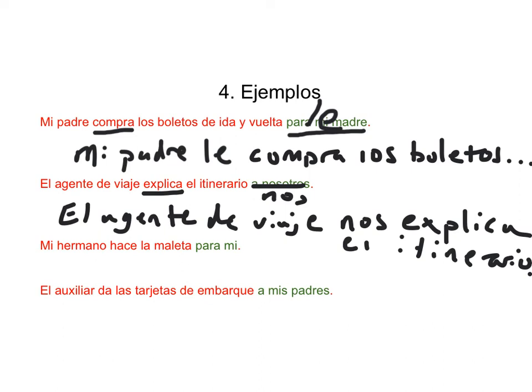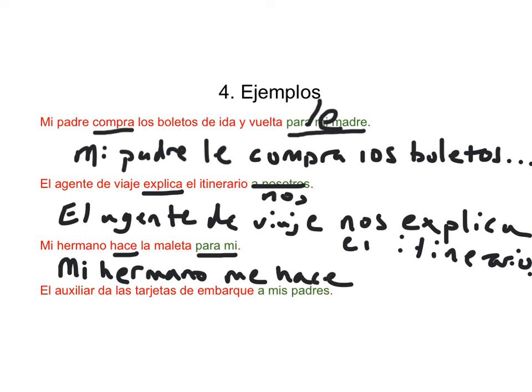In my third example, mi hermano hace la maleta para mí. My brother packs my bag for me. Para mí is our indirect object. I have a simple verb, which means that I need to put my pronoun in front of that simple verb. So, mi hermano me hace la maleta. My brother packs the bag for me.